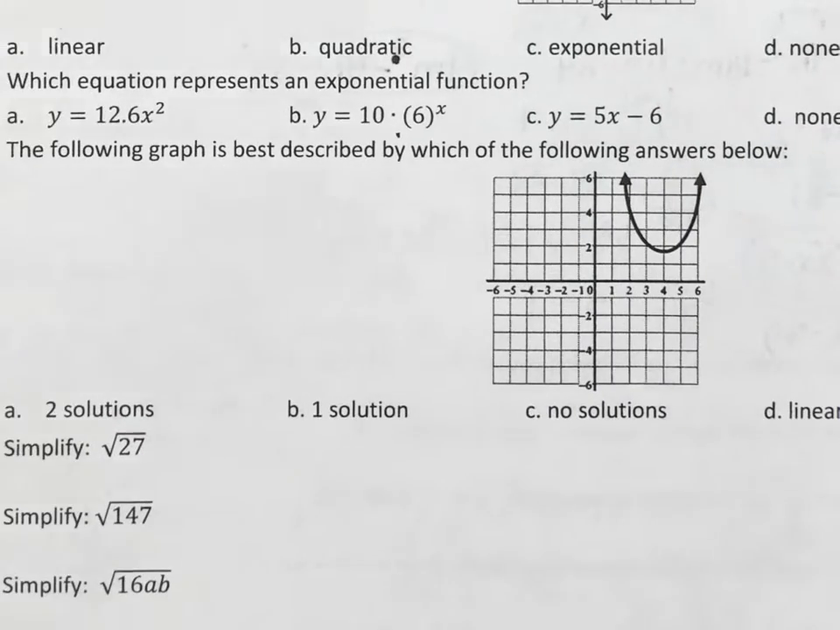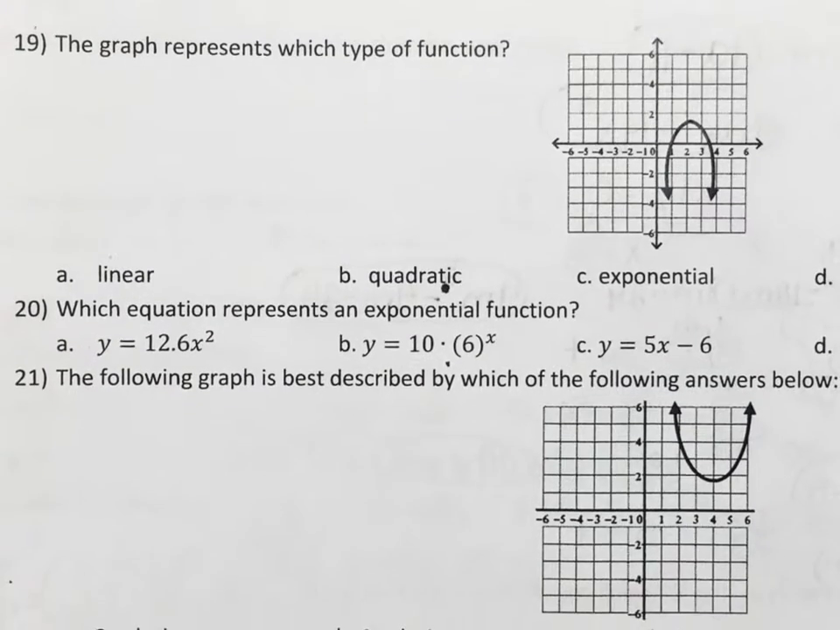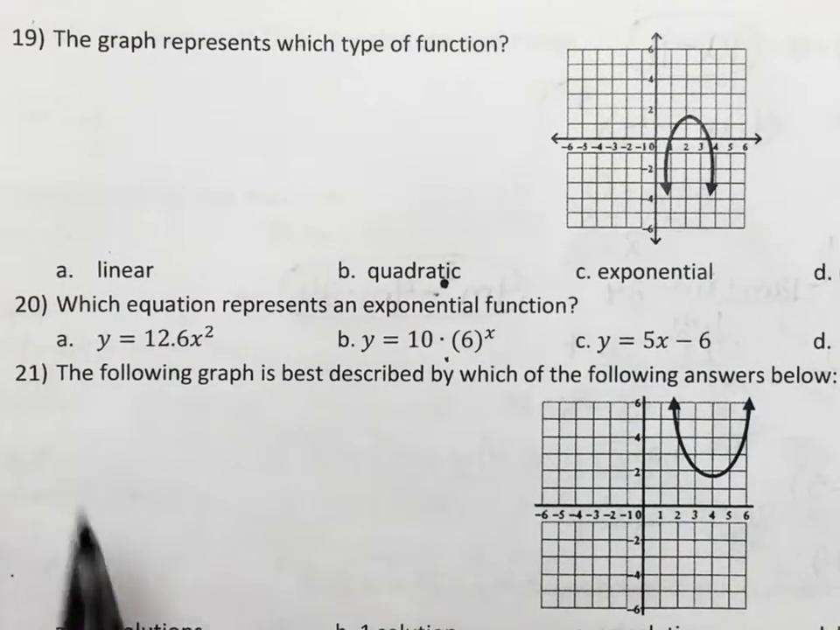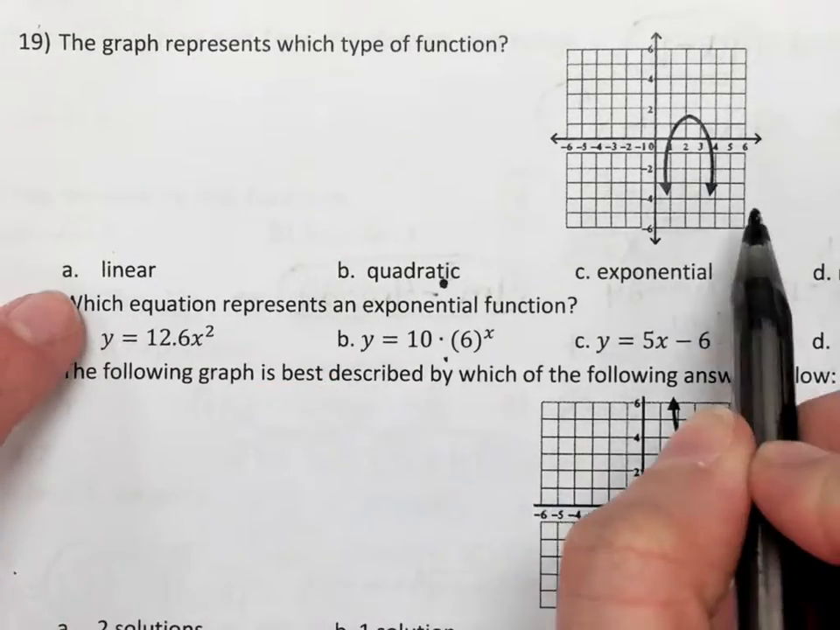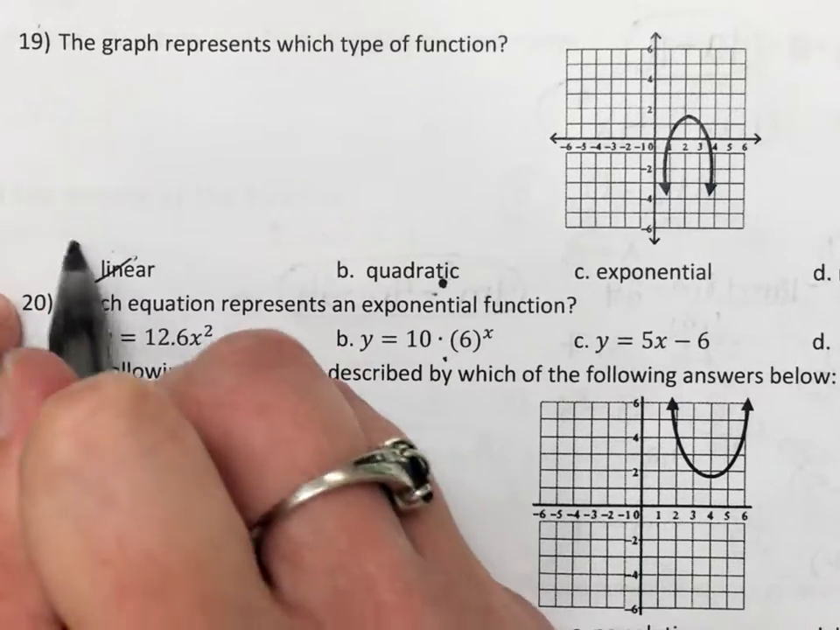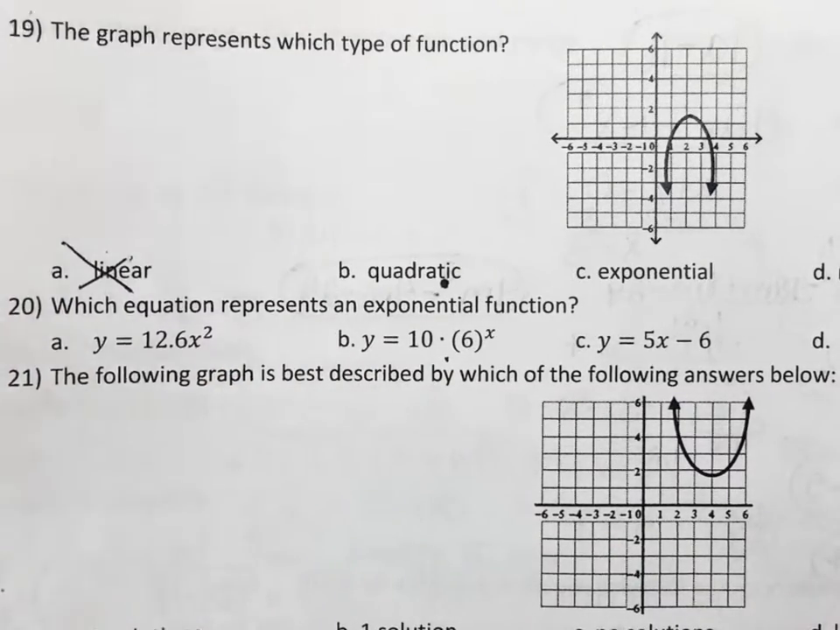Alright, number 19. Okay, so we already said that number 18 was a straight line. What's a straight line? Which one? Linear. So is this a straight line? No, so it's not A. Don't pick A. It's D.